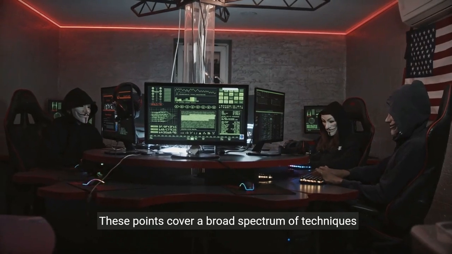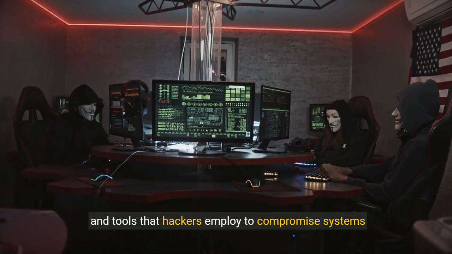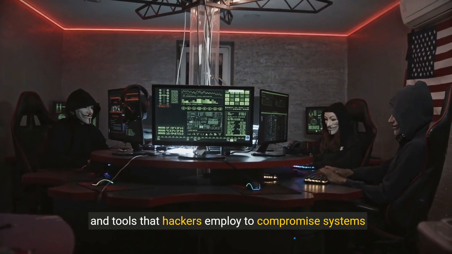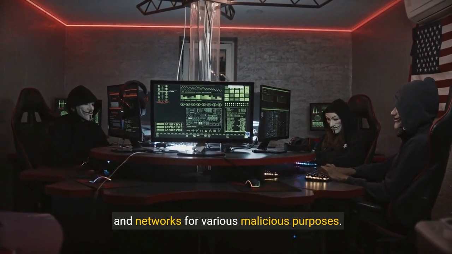These points cover a broad spectrum of techniques and tools that hackers employ to compromise systems and networks for various malicious purposes.